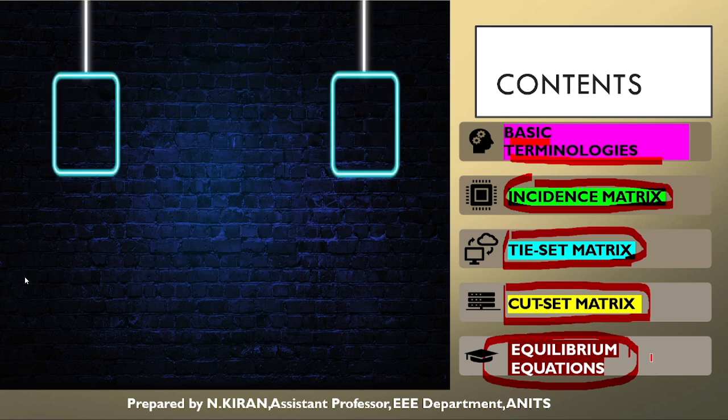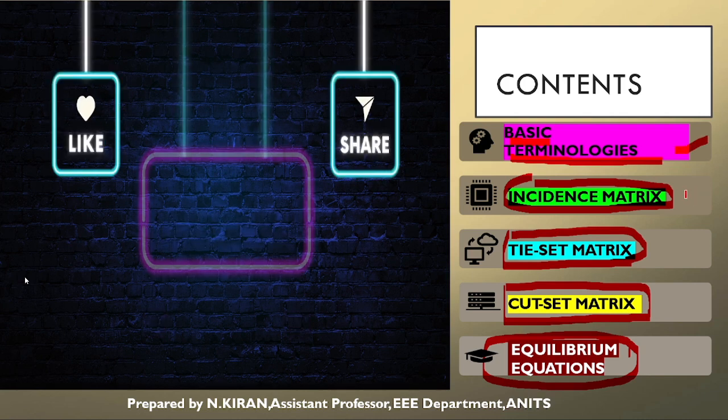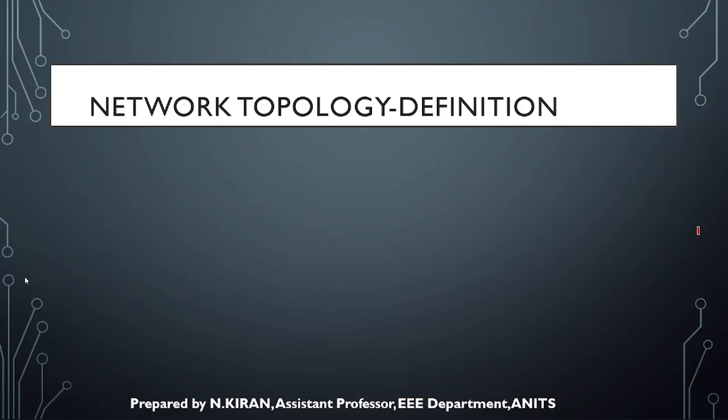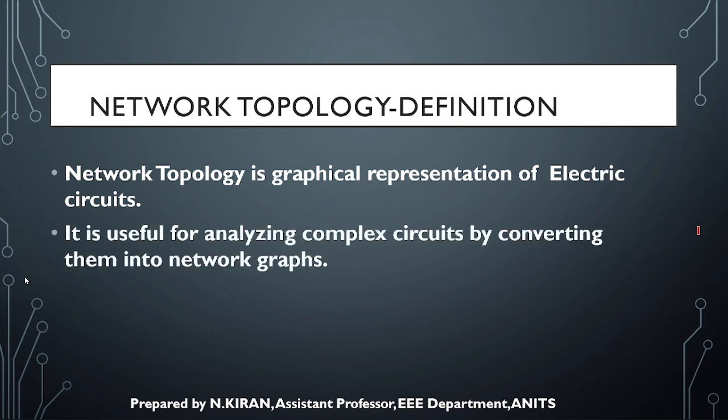So in today's lecture, we are going to see the various terminologies that we use in network topology, and we are also going to see how to construct an incidence matrix. So first, what is network topology? Network topology is nothing but a graphical representation of an electrical circuit. It is generally used for analyzing very complex circuits by converting them into the network graphs. And in general, we also call this as graph theory.